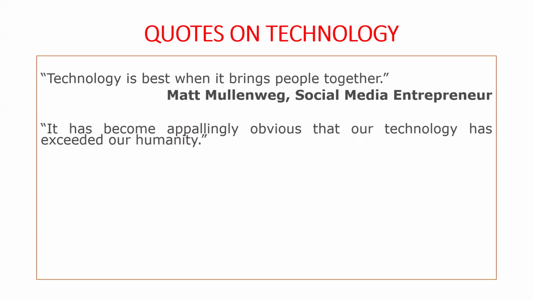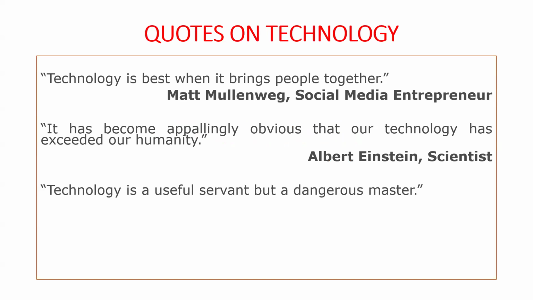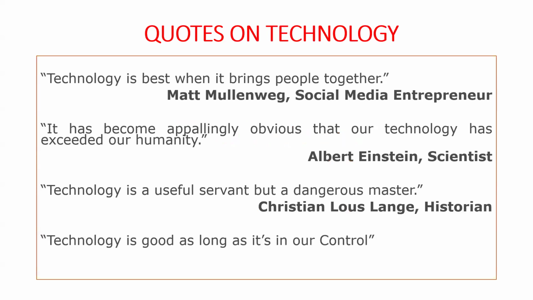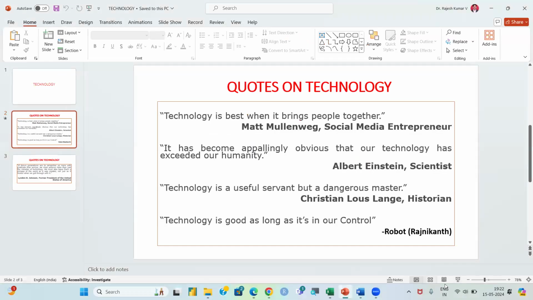It has become appallingly obvious that our technology has exceeded our humanity, which I'm sure all of us are experiencing, said by none other than Albert Einstein. Technology is a useful servant, but a dangerous master. And technology is good as long as it's in our control. And this is said not by any of these people, but by this character, Robo. That's the end message. All these AI tools are technology.